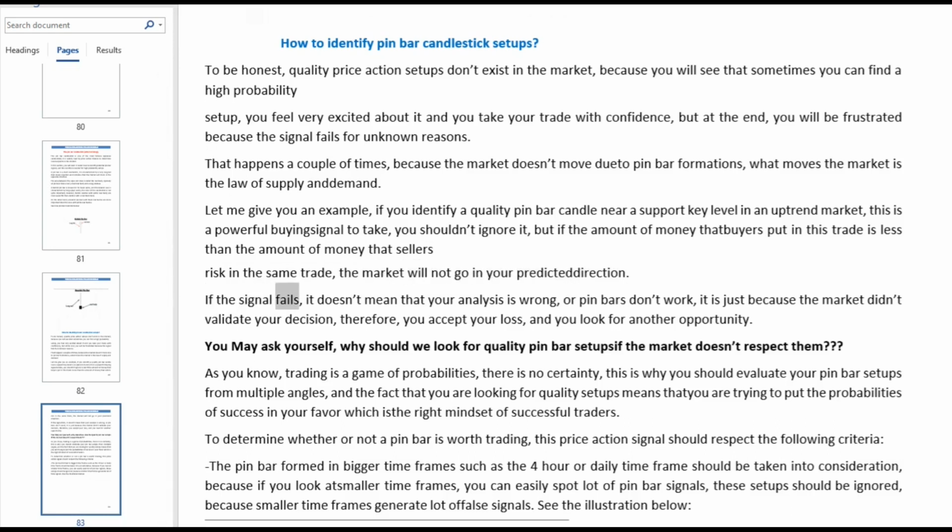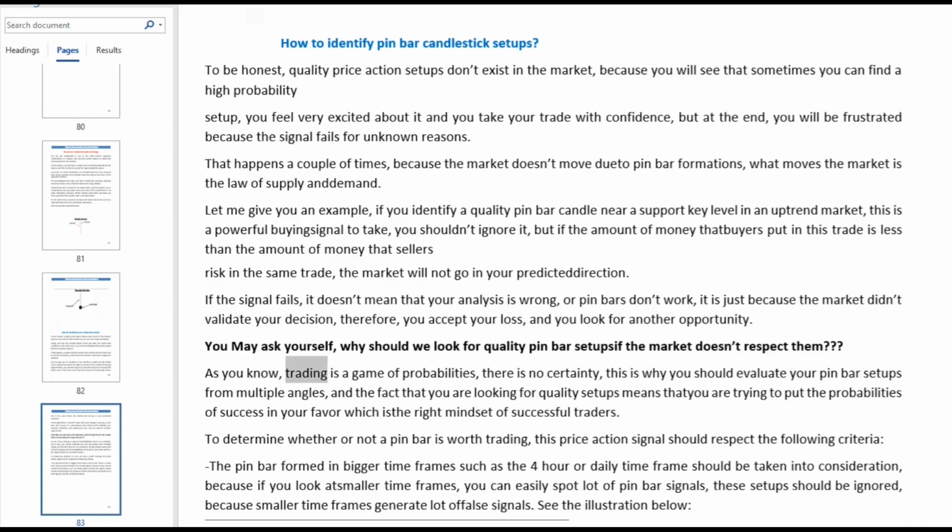If the signal fails, it doesn't mean that your analysis is wrong, or that pin bars don't work. It is just because the market didn't validate your decision. Therefore, you accept your loss, and you look for another opportunity. You may ask yourself, why should we look for quality pin bar setups if the market doesn't respect them?